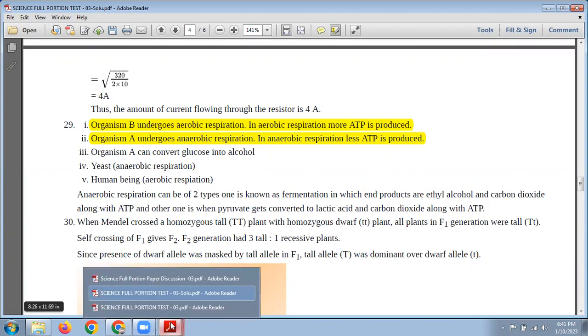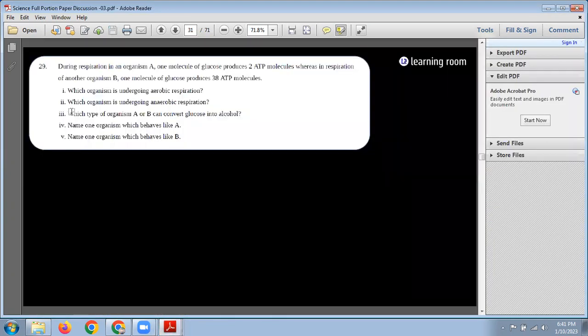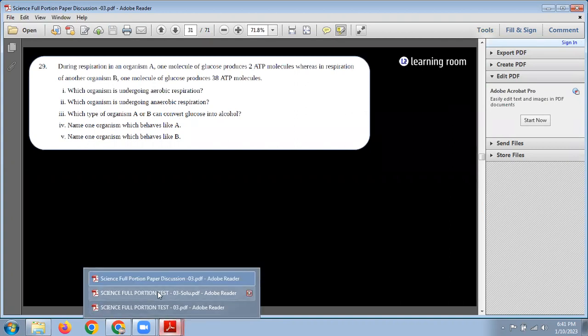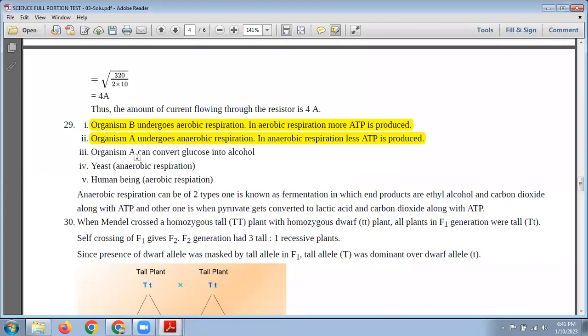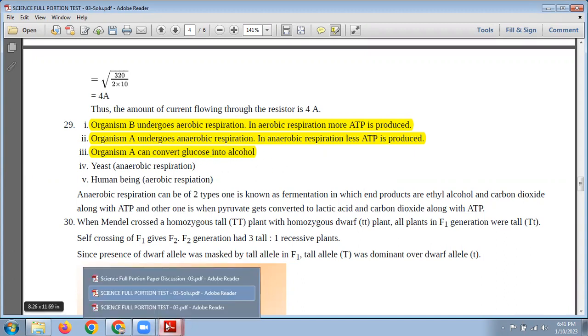And then the third question, which organism, A or B, can convert glucose into alcohol? Alcoholic fermentation is an anaerobic process, where incomplete breakdown of glucose occurs. So organism A, which follows anaerobic respiration, is the one that converts glucose into alcohol. Okay, fine.